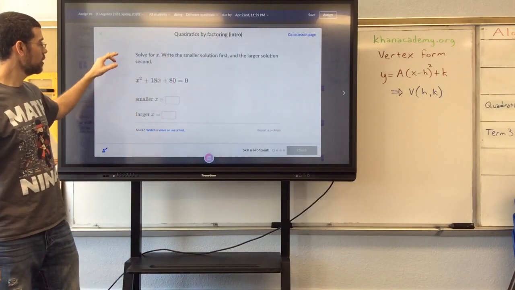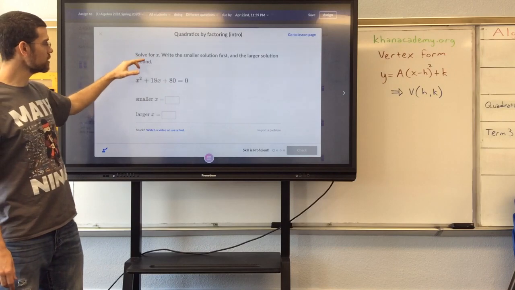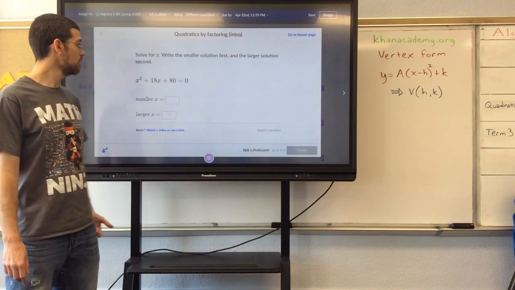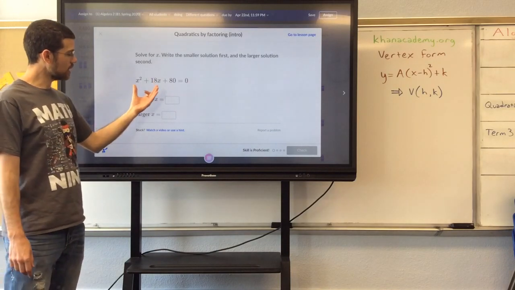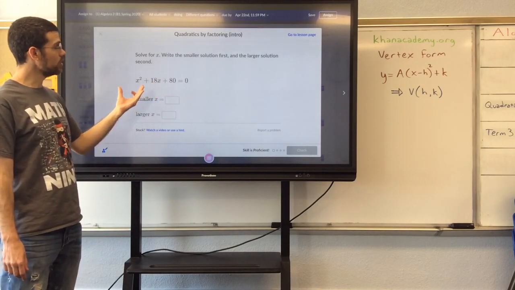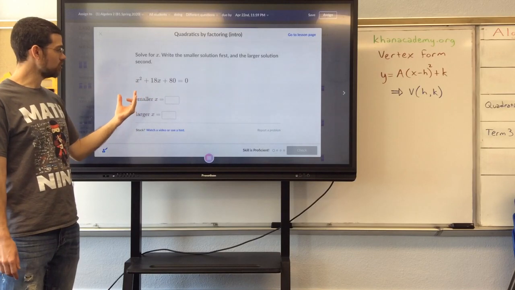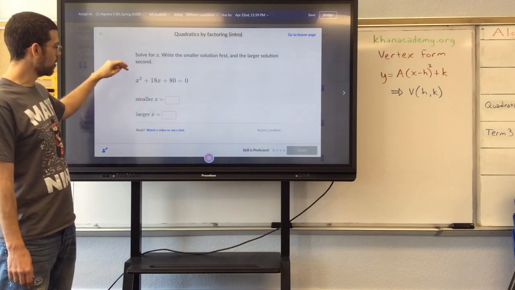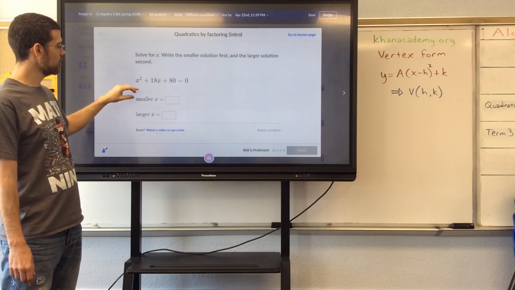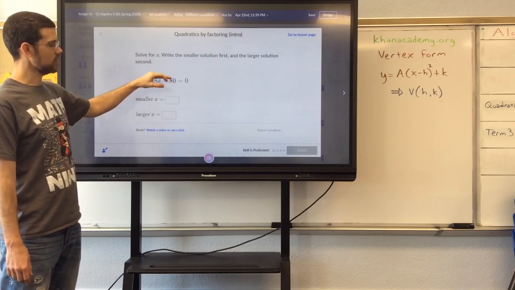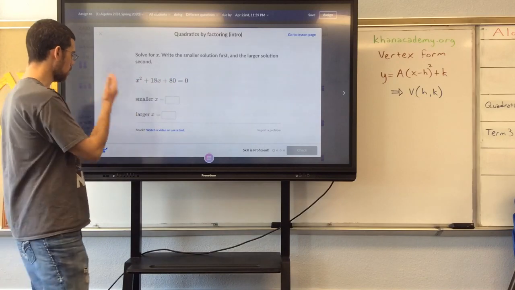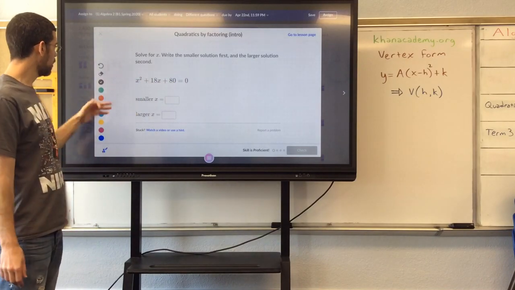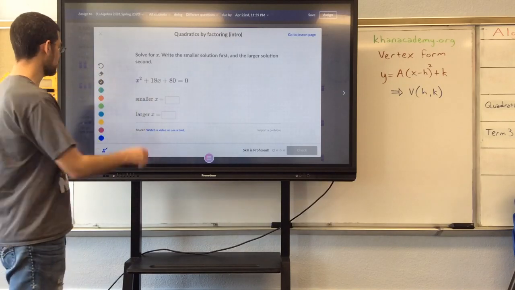Intro. This tells us to solve for x, write the smaller solution first and the larger solution second. On this set of problems, we don't have the equation written in factored form, we have it written in standard form, where the highest degree term is first and the exponents descend. So we need to factor this if we can, and then solve for x from the factors.